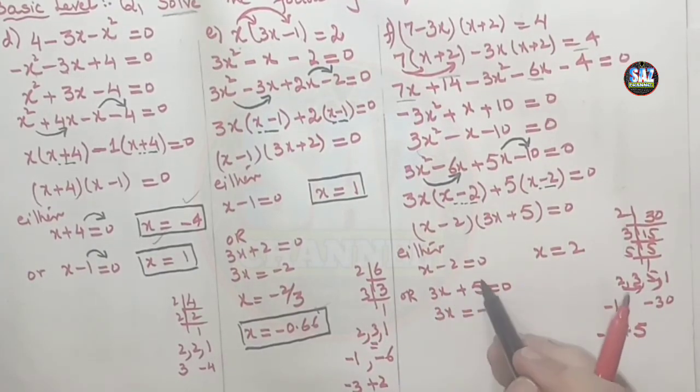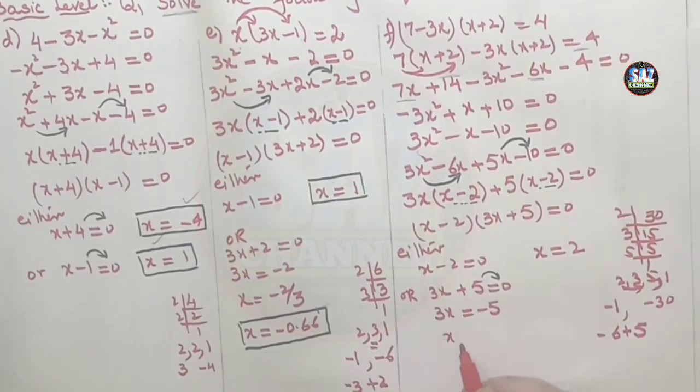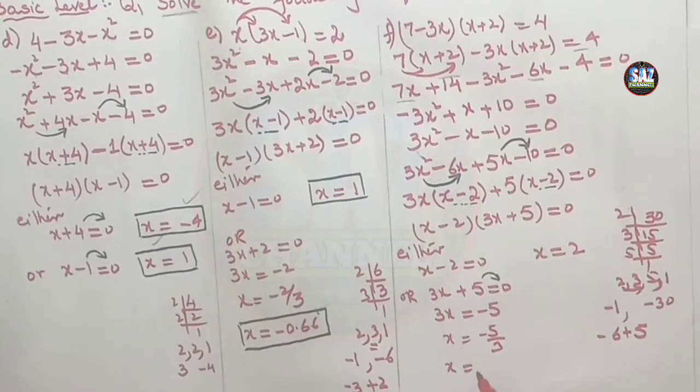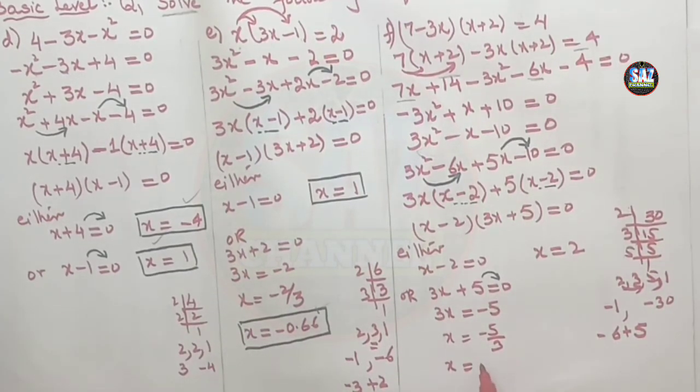Shift 5 to other side and then divide by 3. x equals to minus 5 by 3, and my answer will be 5 divided by 3, 1.66. As this is repeatedly 6, so I will write it 1.67 approximately, nearest to 2 decimal places.